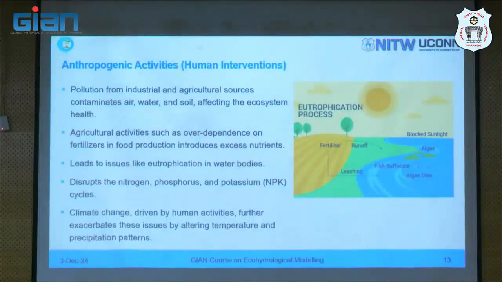So, continuing with anthropogenic processes, pollution from industrial and agricultural sources has led to significant contamination of water, air and soil that is impacting ecosystem health. Agricultural activities such as over-dependence on fertilizers in food production induce excess nutrients. We are applying a lot more fertilizer because we need to produce the food that is needed. And it leads to issues like eutrophication in water bodies.